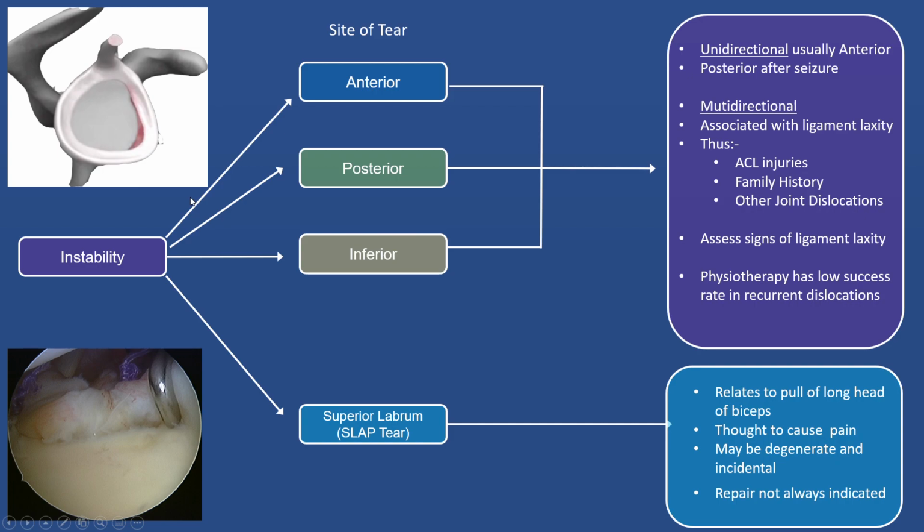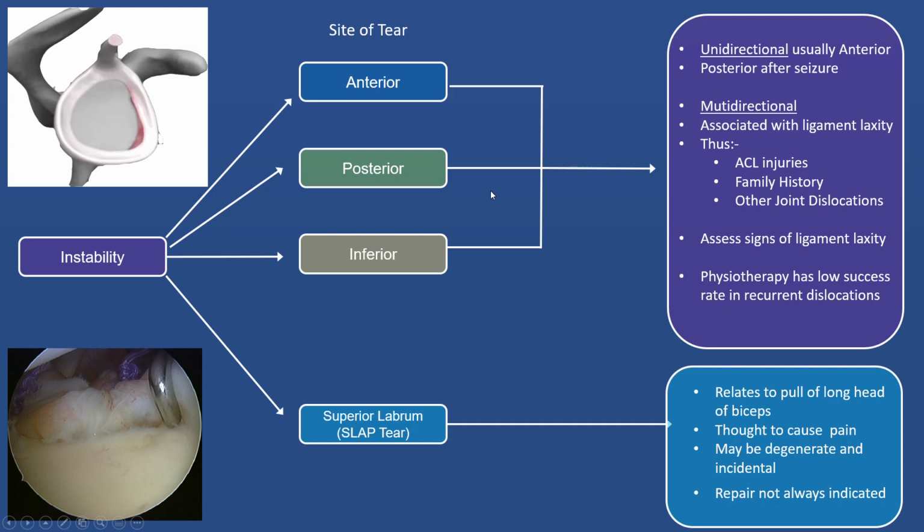Now, we can subdivide the dislocations into unidirectional, which occur in one direction, or multidirectional, which occur in multiple directions. Possible directions for dislocation are the same possible directions of the tear of the labrum, which is really anterior, which is the most common one, following a dislocation with the arm in the abducted, externally rotated position. Posterior dislocation, as we talked about earlier, or inferior, which is less common, often combined with the anterior ones. The unidirectional usually follows a traumatic incident, and as long as it's repaired, they usually recover.